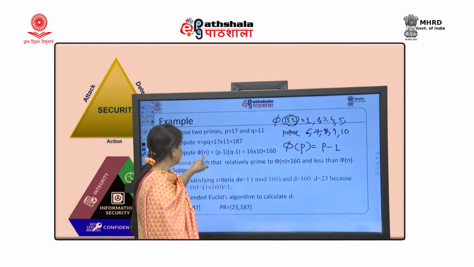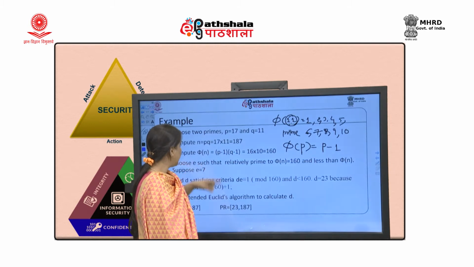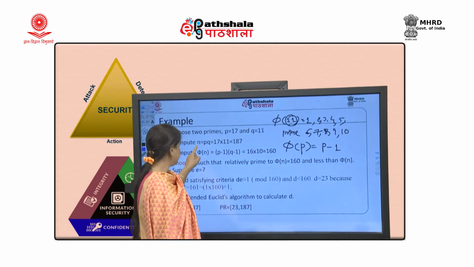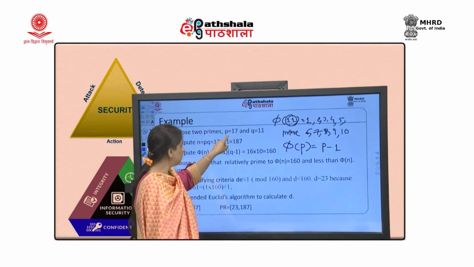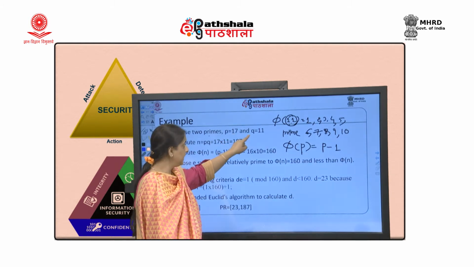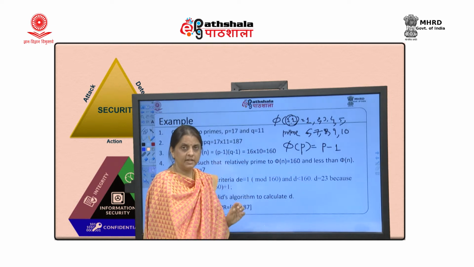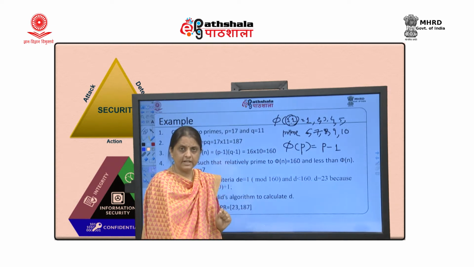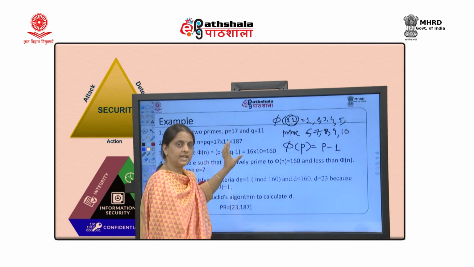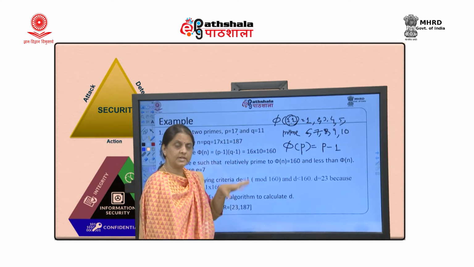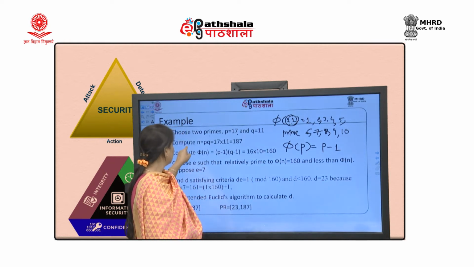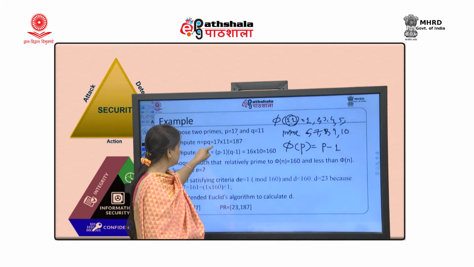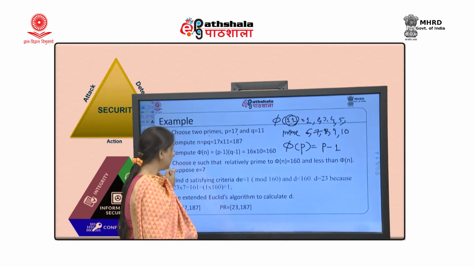The same characteristic we are going to use here while we are calculating the totient function of n. Rechecking the steps, we have to choose two prime numbers. For our simplicity of computation, we have chosen one prime number to be 17 and another prime number to be 11. Once again emphatically I am saying that this is just for the explanation, we have taken small numbers, otherwise cryptography uses very large numbers for computation. Compute n, that is equal to P into Q, 17 into 11, that gives 187.